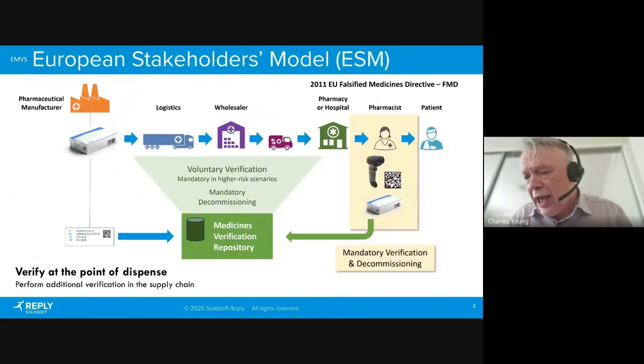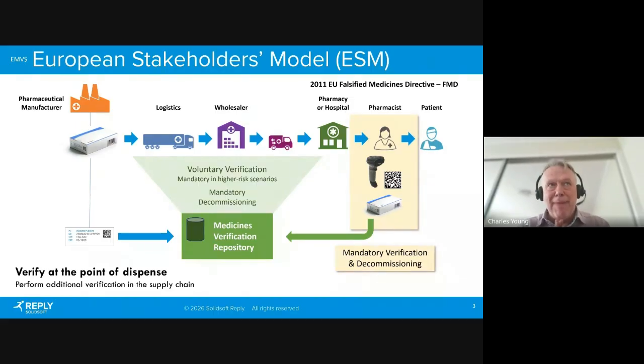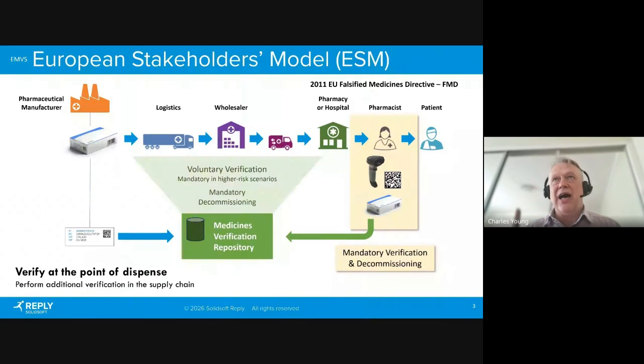And it's a model that is based primarily on the idea of verification of medicines at the point of dispense. On the right-hand side of this diagram, there's a pharmacist. Pharmacists by law are required to inspect each pack of prescription medicine, check the safety features, the tamper evidence seal, and scan a barcode with information in it, which is then checked against records in a trusted repository. And as well as verifying, they're also required to decommission packs when they supply them to the public or in one or two other situations. So that's the main focus.